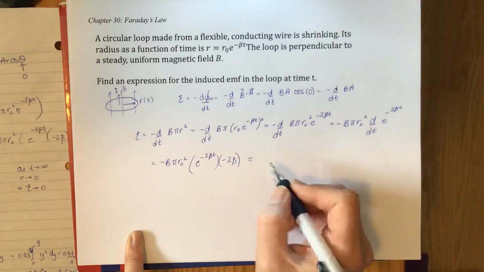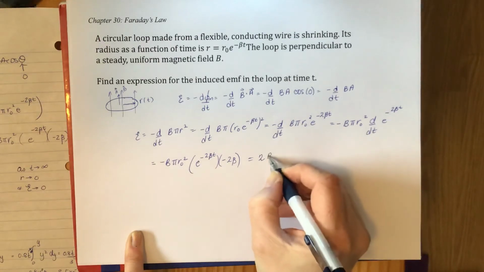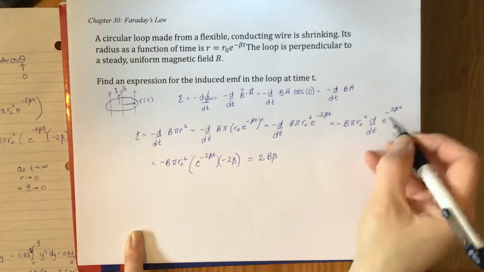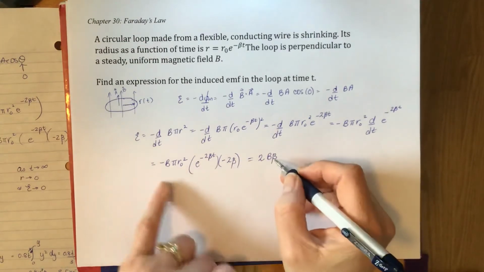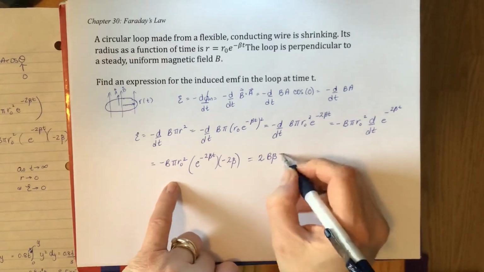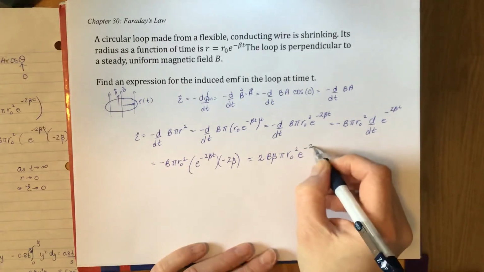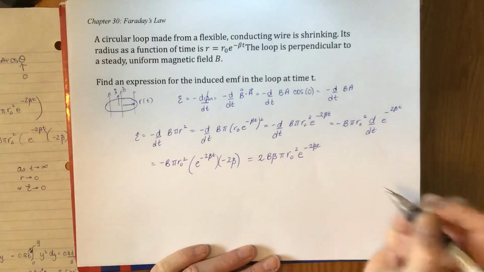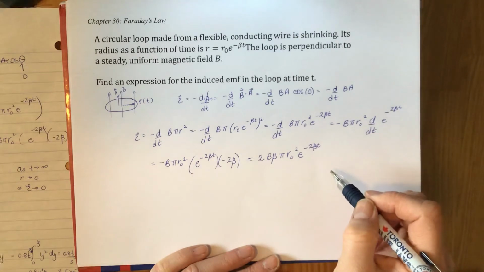So let's make this look a little nicer. Minus times minus is plus. We've got the 2, B for magnetic field, beta for that parameter in our exponent. So B times beta times pi times r0 squared, e to the minus 2 beta t. So there's an expression for the induced potential as a function of time.